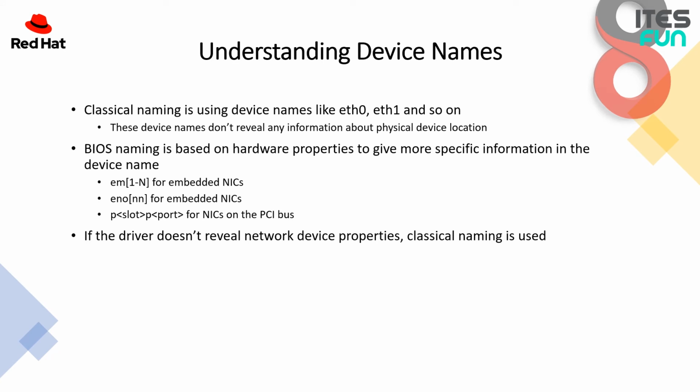BIOS naming is based on the hardware properties to give more specific information in the device name, like em1 to N for embedded NIC cards, eno for embedded NICs, and p slot p port for a network interface on the PCI bus. If the driver doesn't reveal network device properties, classical naming is used. This is a very useful device when we talk about networking. It is a must-have device on your system or on the servers to make a connection.